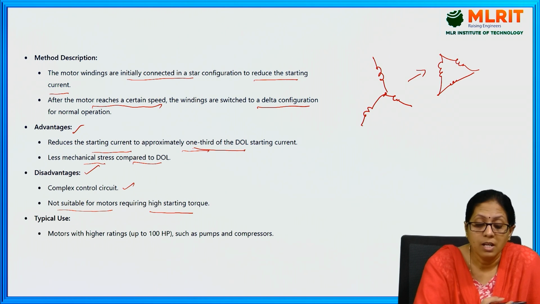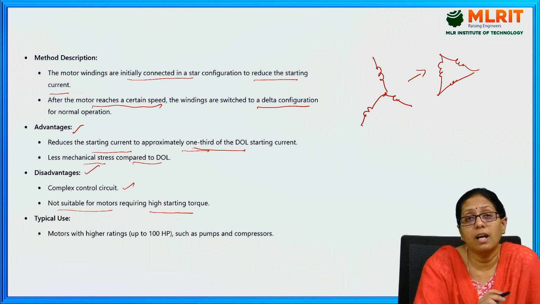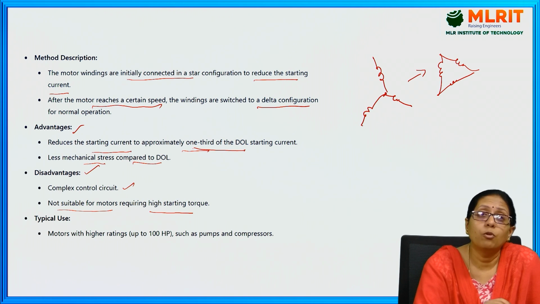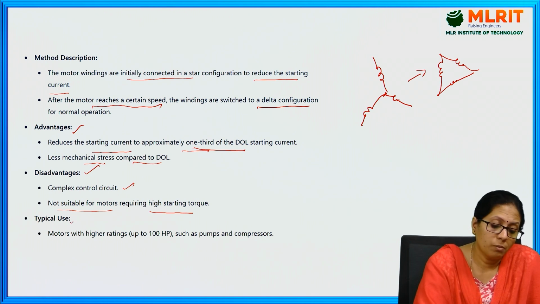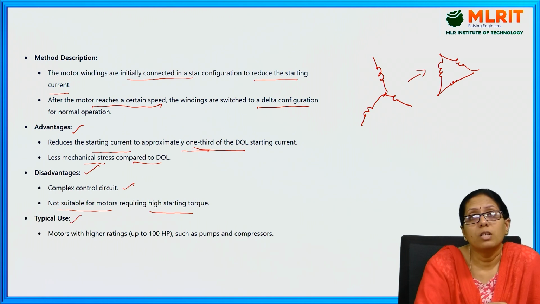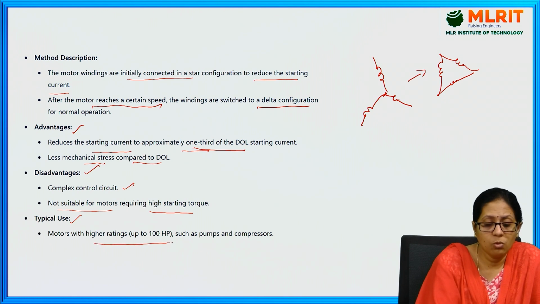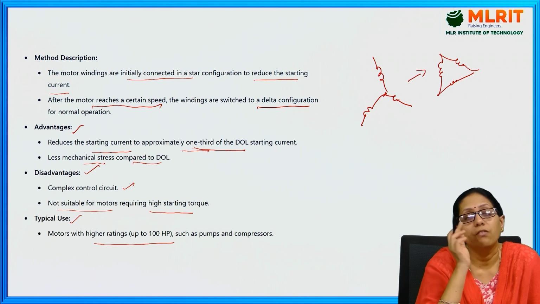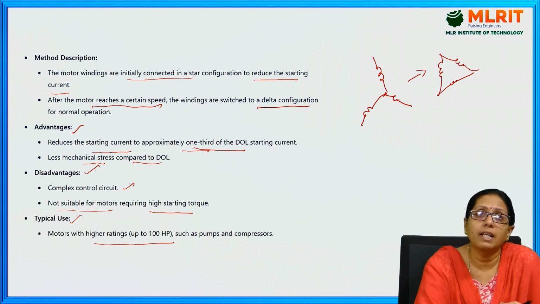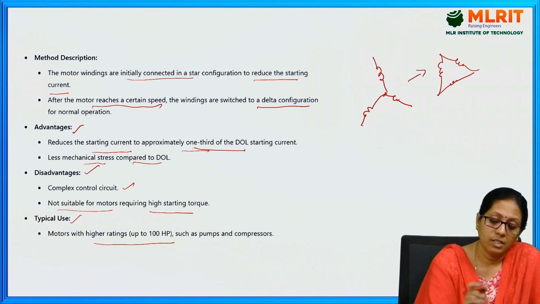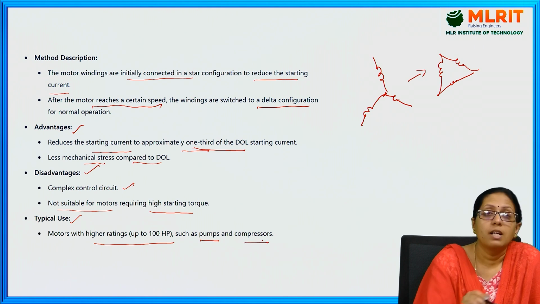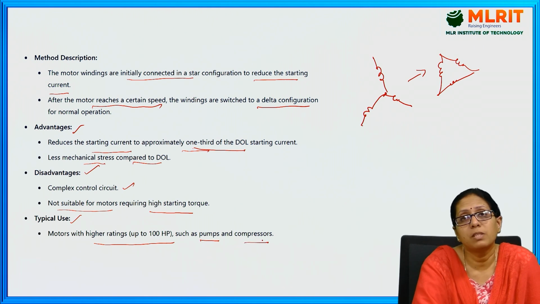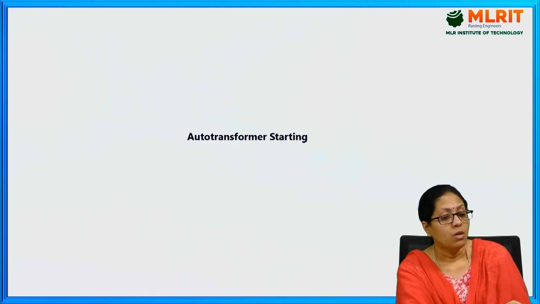If we want a high starting torque motor, for those particular motors we can't use this star delta starting type. So the typical use is motors with ratings up to 100 HP, that is horsepower. We can use this starting method for motors such as pumps as well as compressors, mostly for pumps and compressors. What is the next type?